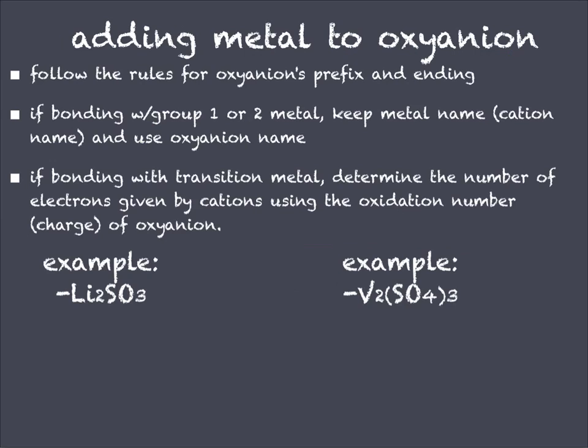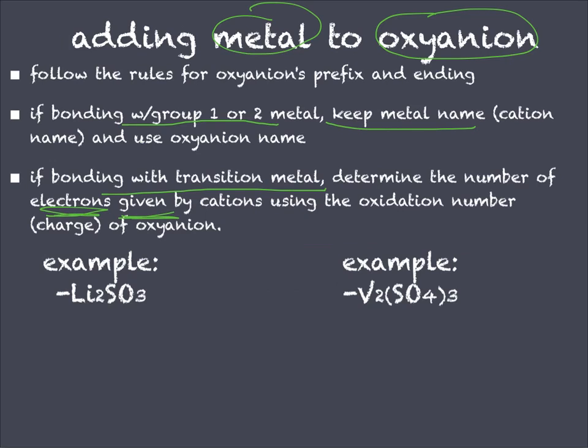So how do I name the ones that are oxyanions plus metals? You keep the same rule for metals. If you're bonding with a group 1 or 2 metal, you just keep the metal's name. If I'm bonding with any other metals, transition metals, I am going to add the Roman numeral according to how many electrons it needs to give. And you're also going to follow the rules for oxyanions that we saw on the previous page for prefix and the ending. Remember that if it's in the most common form, then you just end it with ATE.